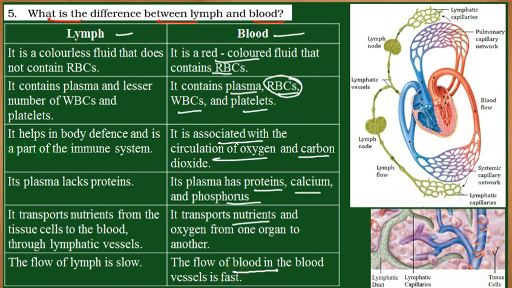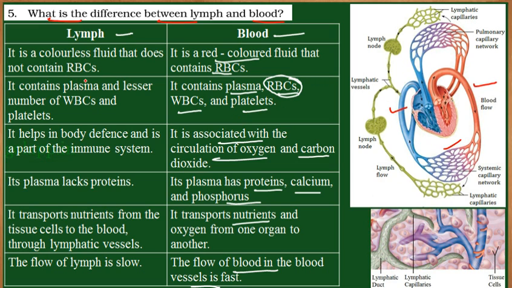The blood flows in specific vessels. Here we can see these are the blood vessels: arteries, veins and capillaries. The blood continuously flows and circulates within these vessels. And the WBC present in the blood helps to protect our body from foreign invaders. So these are the characteristics of blood.